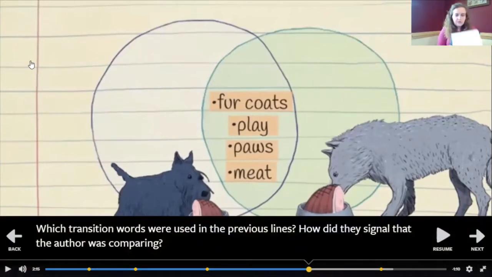So what I want you to do in box number 4 is answer that question. Which transition words were used in the previous lines? How did they signal that the author was comparing? So you're thinking about those words that tell us that we are comparing. So go ahead and see if you can record some in box number 4.